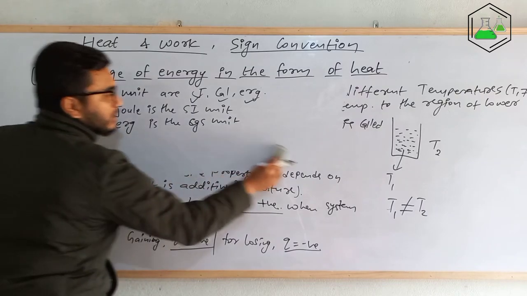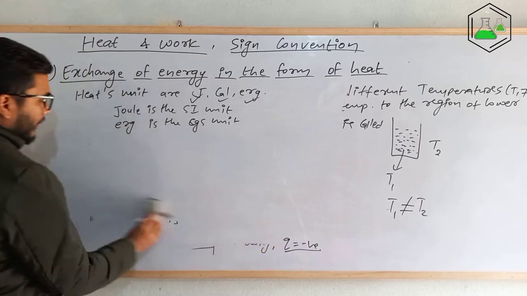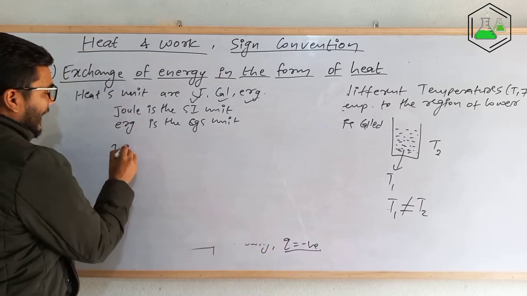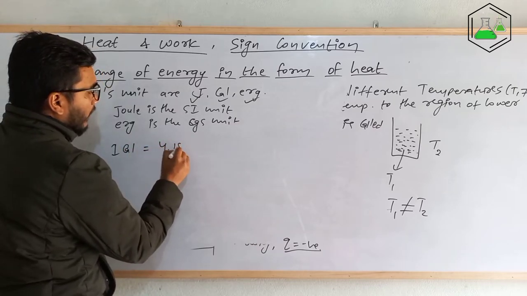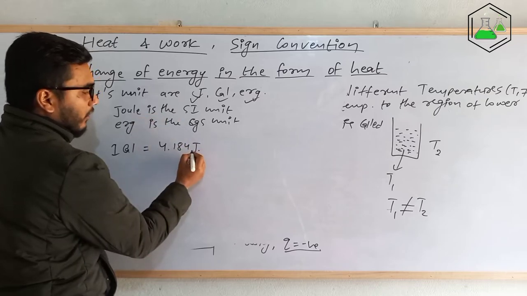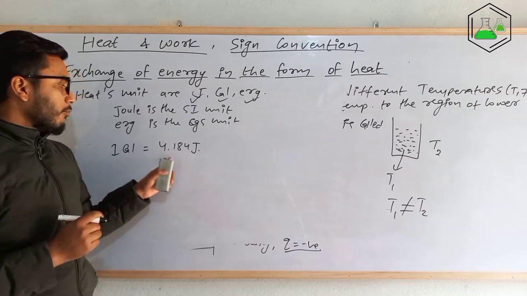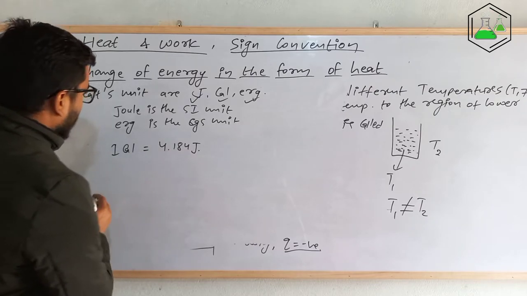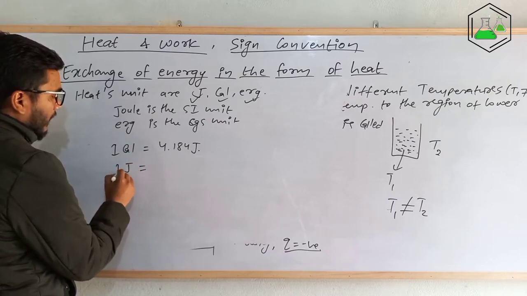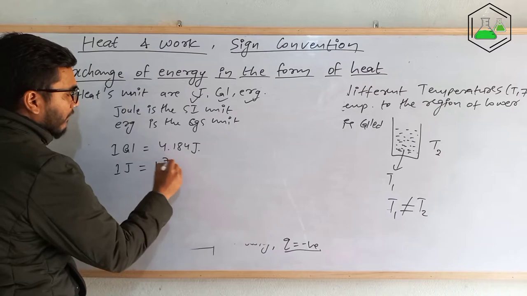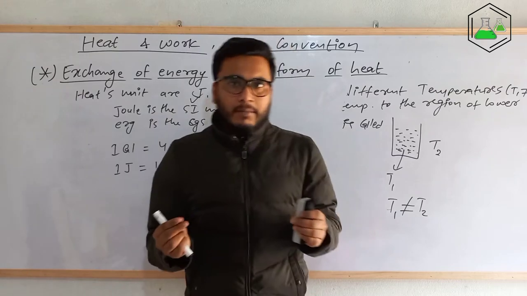Now during the conversion of one unit to another unit, we can use different values. Look at here, one calorie of heat has 4.184 joule of energy or heat. So if you want to convert calorie into joule, just multiply with 4.184. Similarly, 1 joule of energy will be equal to 10 to the power 7 ERG. Here I am using the terms heat and energy because both of them are the same.